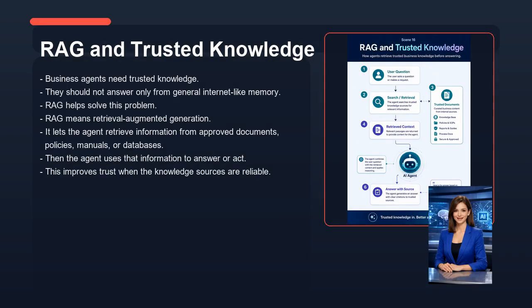Now let's look at RAG and trusted knowledge. Business agents need trusted knowledge. They should not answer only from general internet-like memory. RAG helps solve this problem. RAG means Retrieval Augmented Generation. It lets the agent retrieve information from approved documents, policies, manuals, or databases. Then the agent uses that information to answer or act. This improves trust when the knowledge sources are reliable.